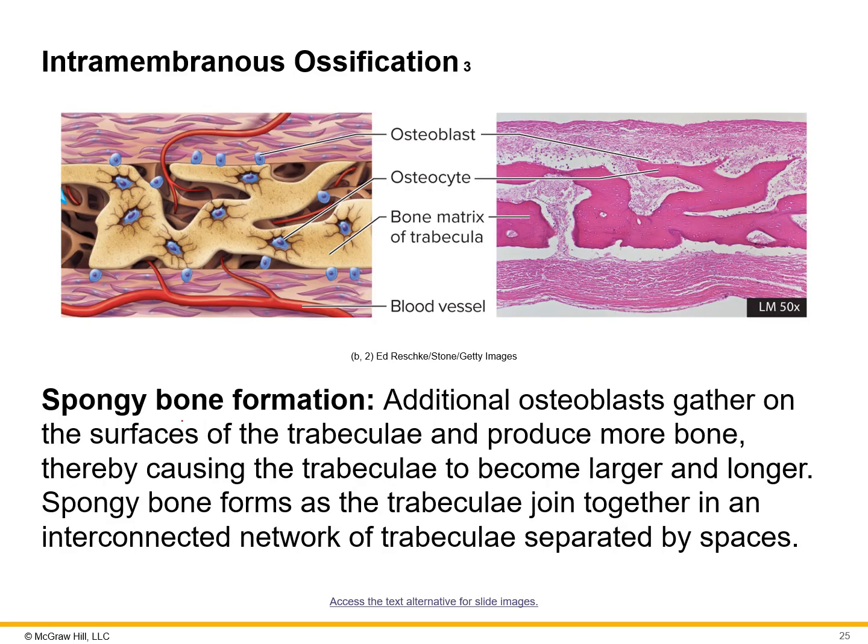Now the spongy bone formation: additional osteoblasts gather on the surface of the trabeculae. They produce more bone, thereby causing the trabeculae to become longer and larger. Then the trabeculae join together in an interconnected network that's separated by spaces. Again, we can see these spaces that are forming here between them.